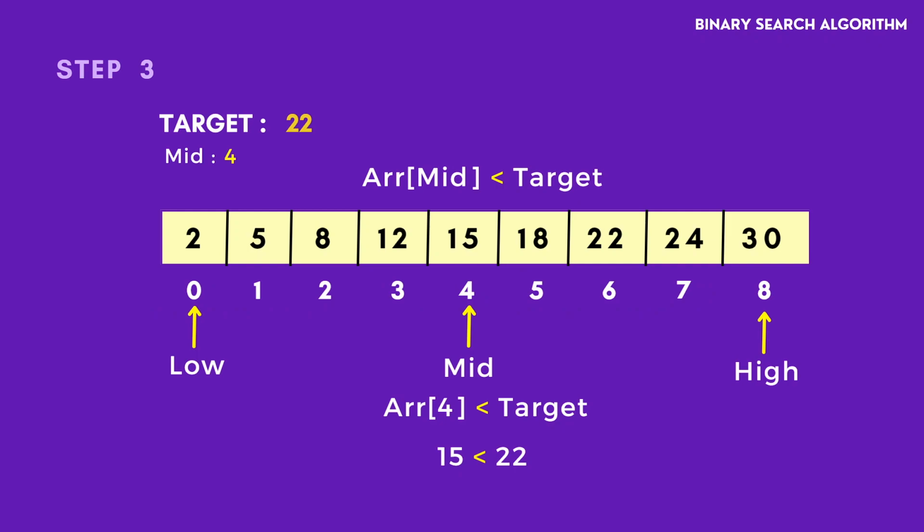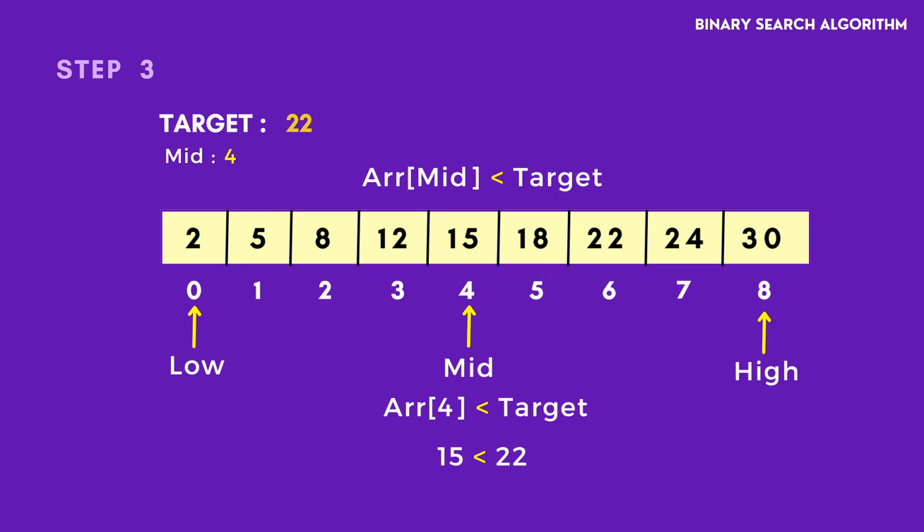Now we are going to check. The first condition is done in our case, right? Array of mid is equal to target was not equal. We know our mid position is at 4, right? So we need to check whether array of mid is less than the target. What is array of mid? Array of 4th position, what is the value? Is 15. What is the target value? Is 22, correct? So are these two less, is 15 less than 22?